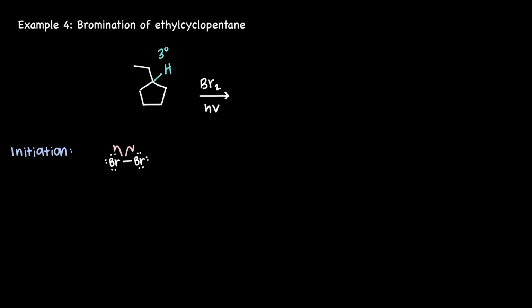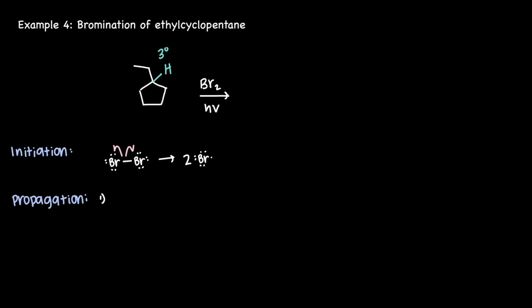Example 4, bromination of ethyl cyclopentane. Next, consider ethyl cyclopentane. We want to add bromine on the most substituted carbon, which will take the tertiary hydrogen. First, we have the initiation step. The bromine-bromine bond breaks to generate two bromine radicals.